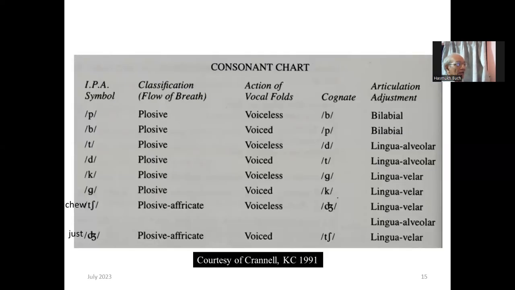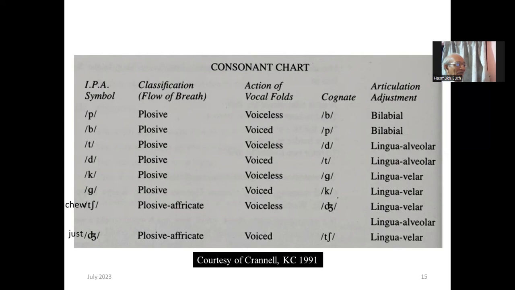And the consonant chart is there. Very important to know the manner of production for the consonant: plosive, these are all plosive, and plosive and affricate combination. Whether the consonant is voiceless or voiced. Usually voiceless comes first and then the voiced. So P and B.